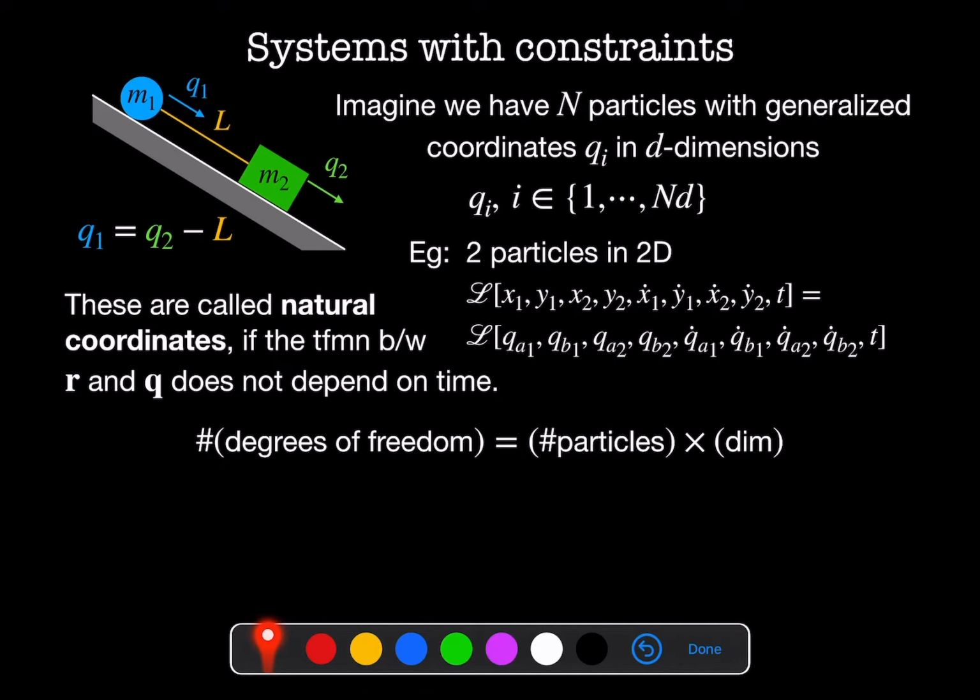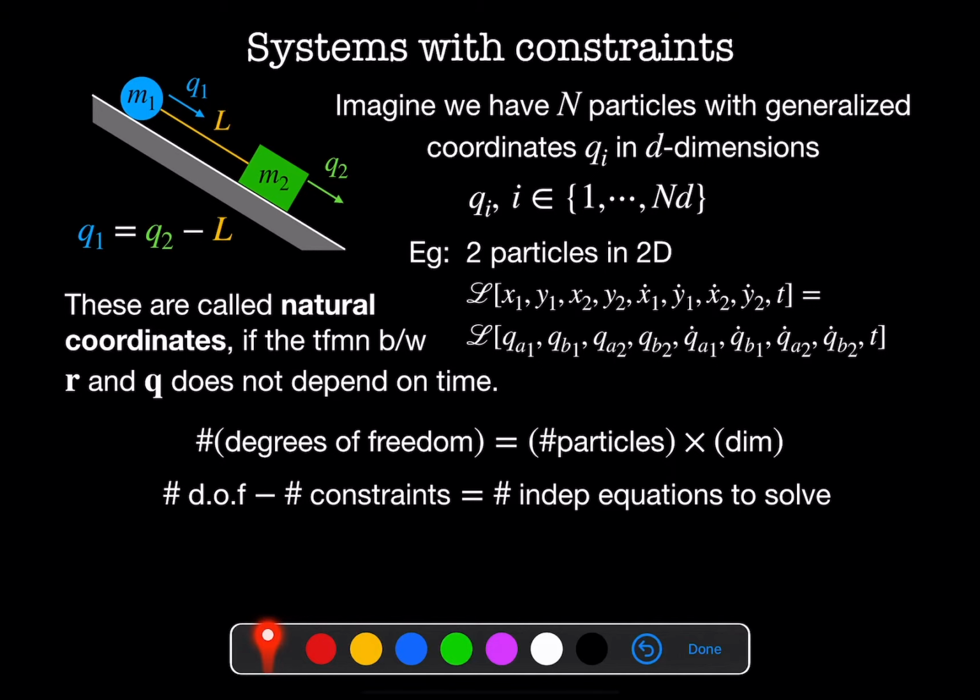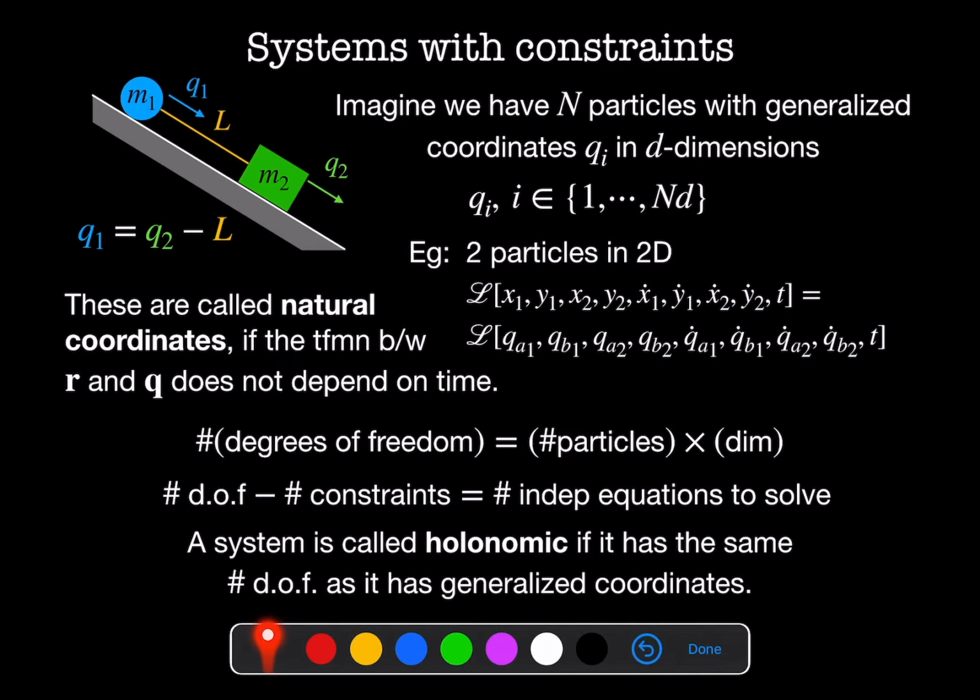And this is an argument by Maxwell, that the number of degrees of freedom in the system is the number of particles times the dimension. If I have, again, my two particles in 2D, each one can move in the x and y direction. So that's one particle that moves in the x and y direction, so that's the number of dimensions. And then I have two of those, so that's the number of particles. And what Maxwell said is that the number of degrees of freedom minus the number of constraints is the number of independent equations needed to solve the dynamics of this system. A system is called holonomic if it has the same number of degrees of freedom as it has generalized coordinates.